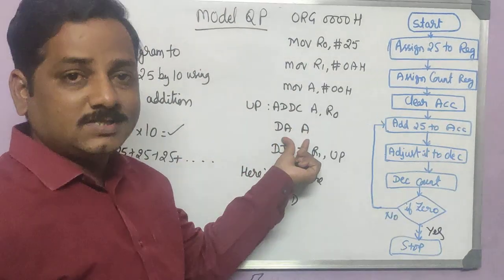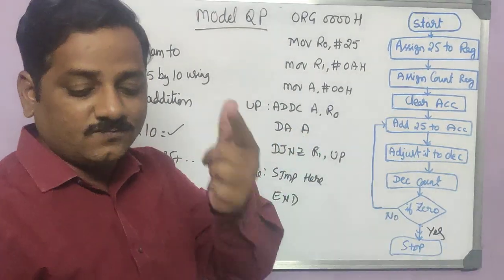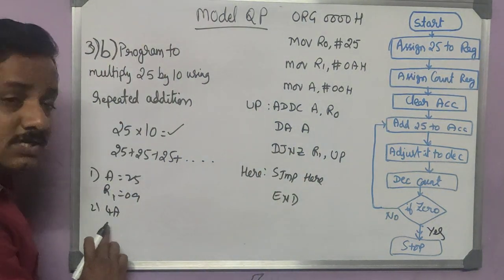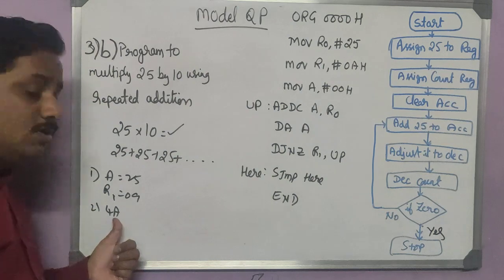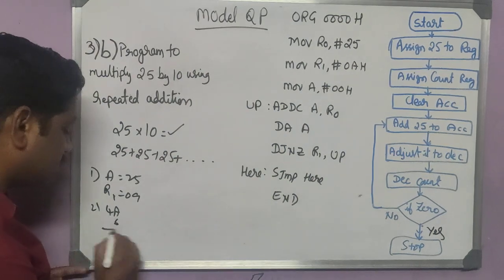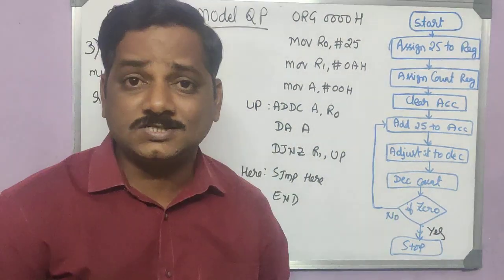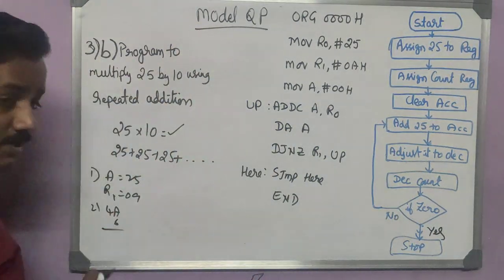Now see what happens here. It will come to this instruction. Now this instruction will work. I'll just tell you how it will work. It will check whether we have hexadecimal or not. Yes, we have hexadecimal in the lower nibble, so it will just add 6 to it. It will do it automatically. That is the speciality of this instruction. It will add 6 to that particular A.